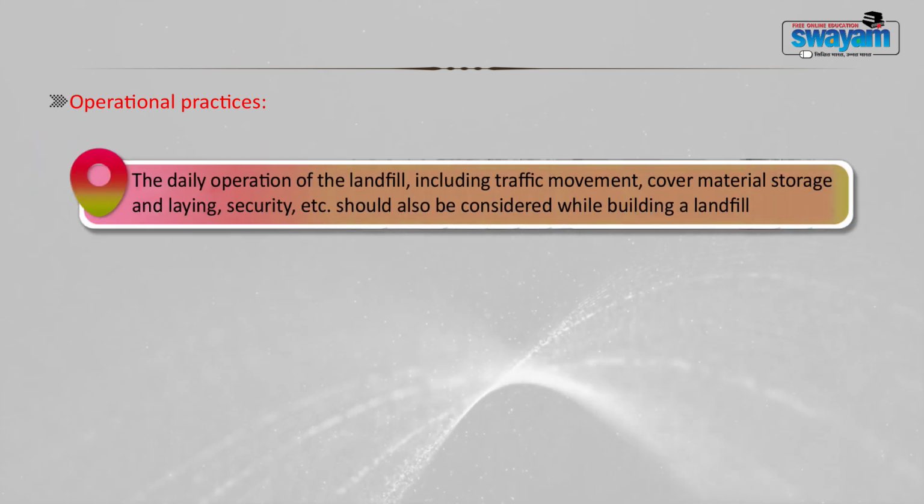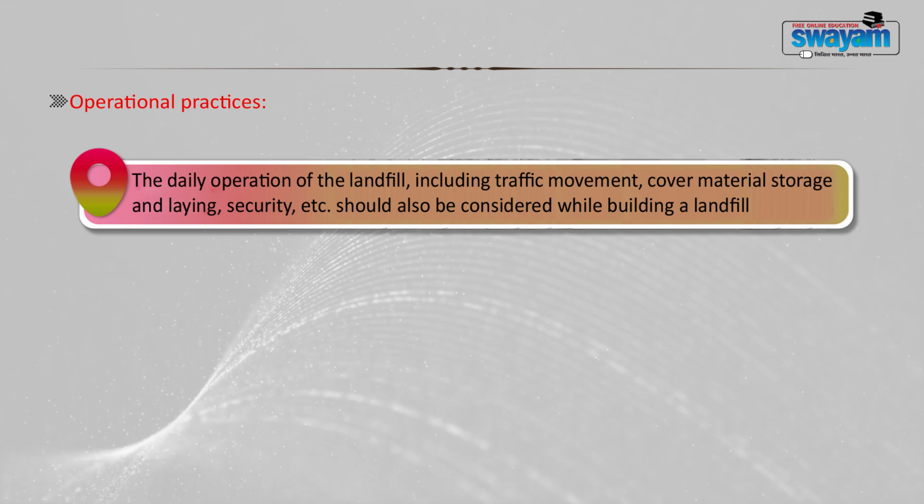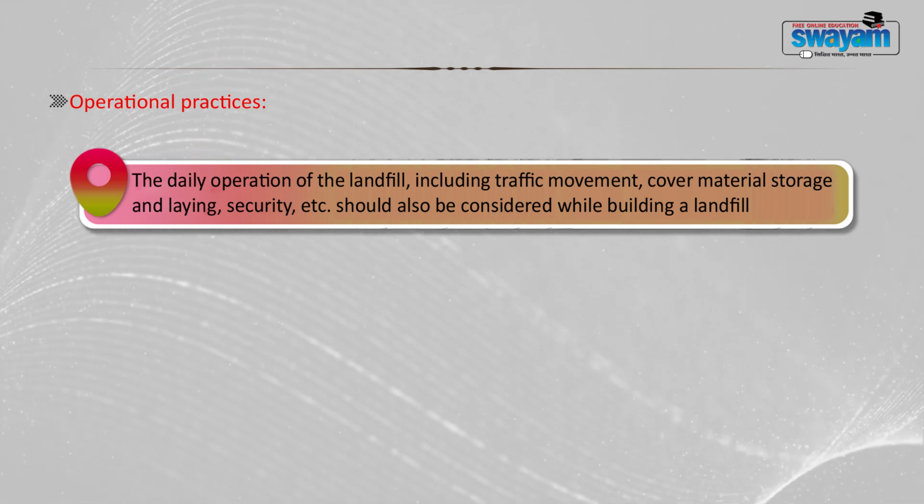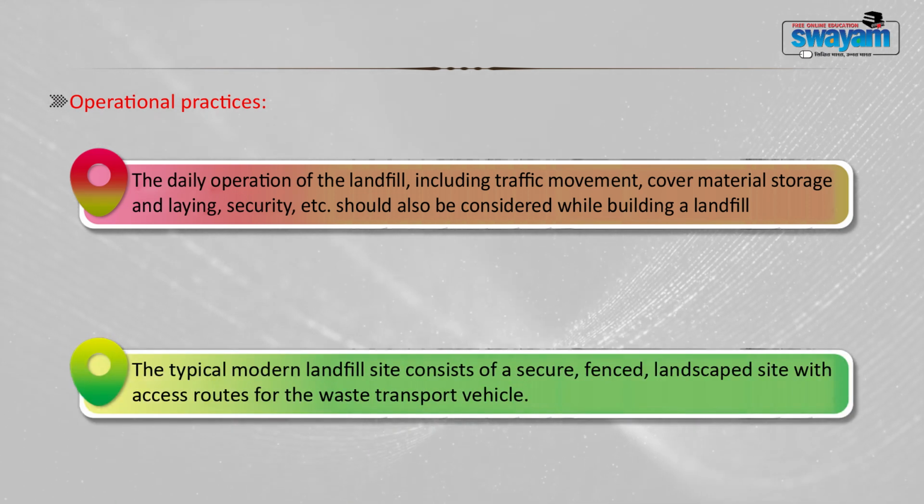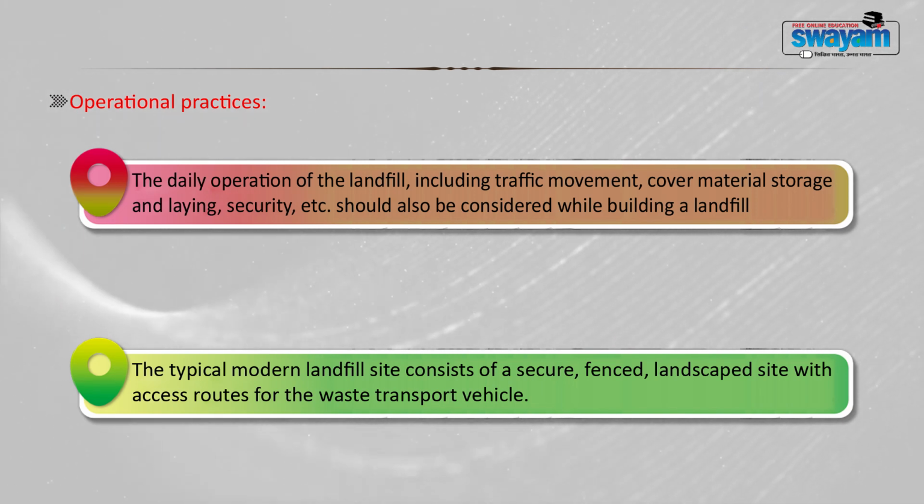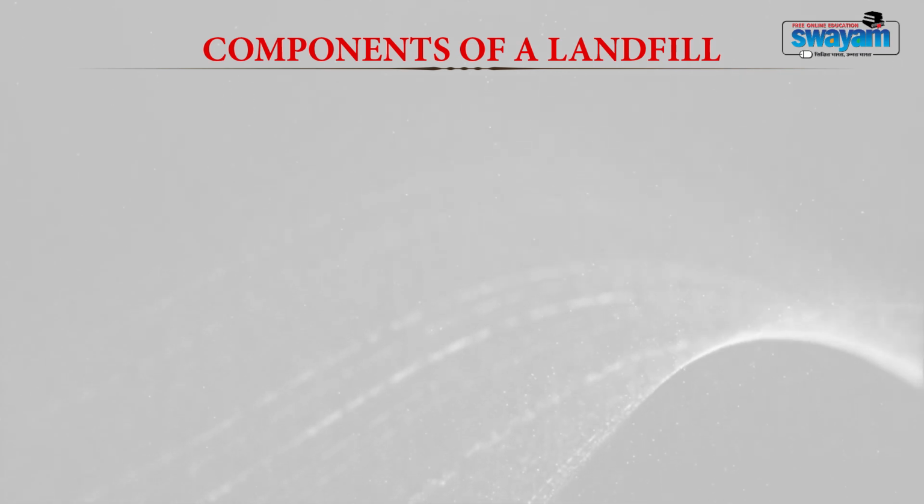The last criterion which you have to look into while engineering a landfill is the operational practices. Now, the daily operation of a landfill, including traffic movement, cover material, storage, laying, security, etc., should all be considered while you engineer or design a landfill. Now, a typical modern landfill site will consist of a secure, fenced, landscaped site with proper access route for the waste transport vehicle. Now, let us look into the various components of a landfill.